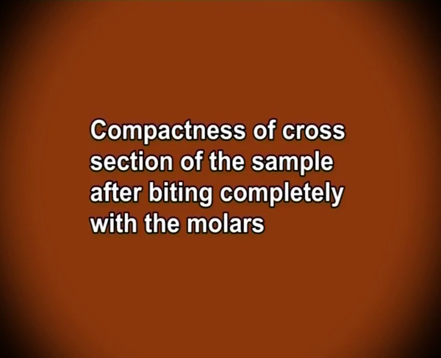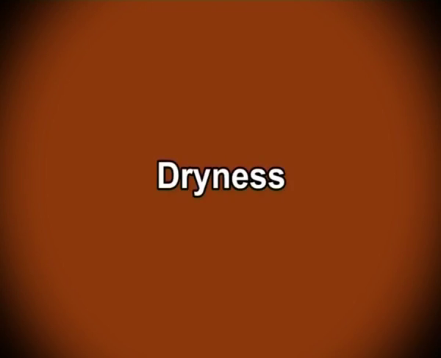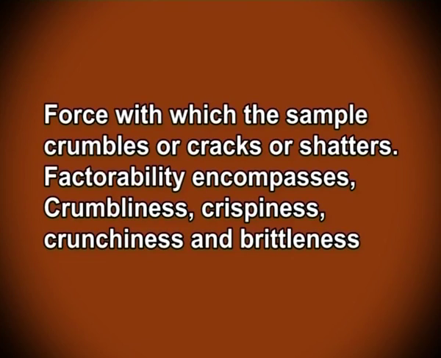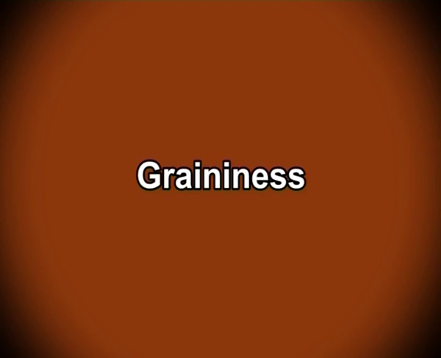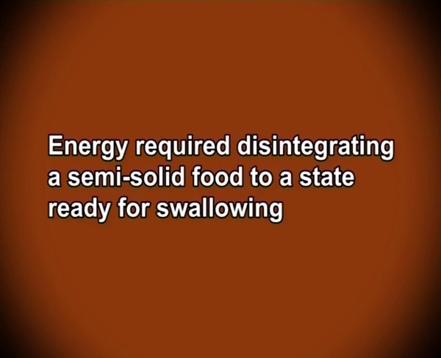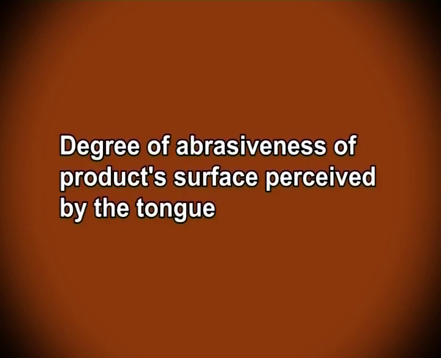Denseness: compactness of cross section of the sample after biting completely with the molars. Dryness: degree to which sample feels dry in the mouth. Fracturability: force with which the sample crumbles or cracks or shatters. Fracturability encompasses crumbliness, crispiness, crunchiness and brittleness. Graininess: degree to which a sample contains small grainy particles. Gumminess: energy required for disintegrating a semi-solid food to a state ready for swallowing. Roughness: degree of abrasiveness of product surface perceived by the tongue.